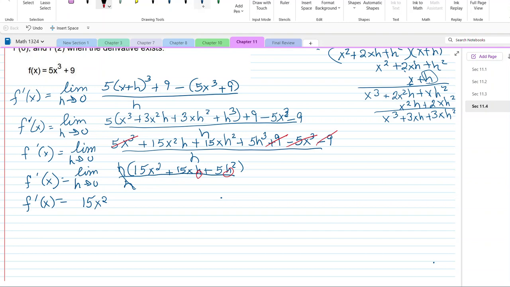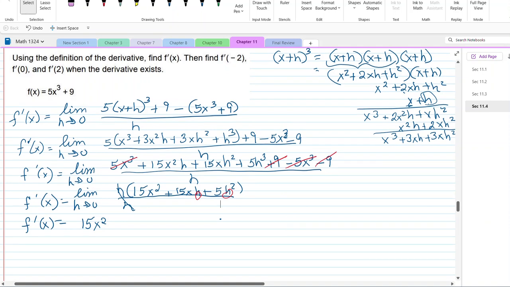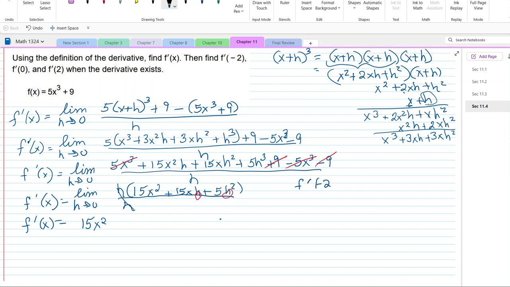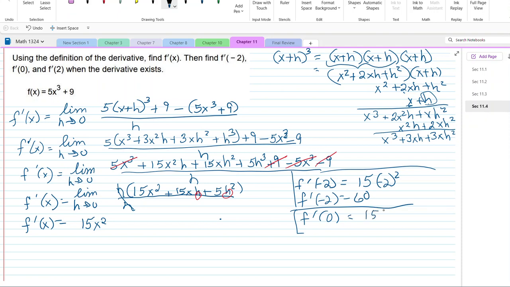Okay, now I'm going to find the three values. All right, so I want f prime of negative 2. So that would give me 15 times negative 2 squared. So that's 4, that's 60. So once I get that, I'm going to do f prime of 0. Oh, I like that. That's going to be 15 times, really you can't square 0, you're going to get 0.